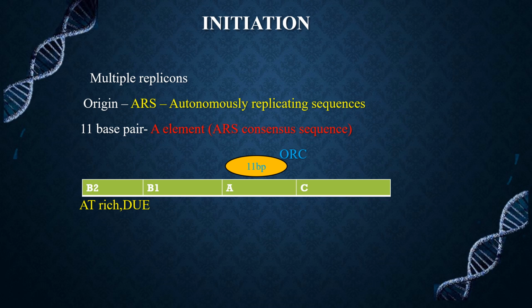It has an 11 base pair conserved sequence called the A element, that is ACS, the ARS consensus sequence. In the image, there are B2, B1, A and C, where the orange colored 11 base pairs are the sequence of the A element, and ORC is the initiator protein. This initiator protein will bind to the ARS, the autonomously replicating sequence.